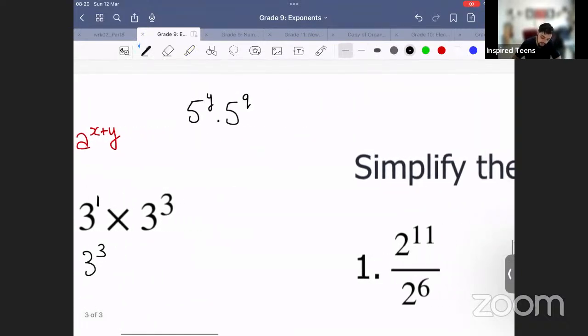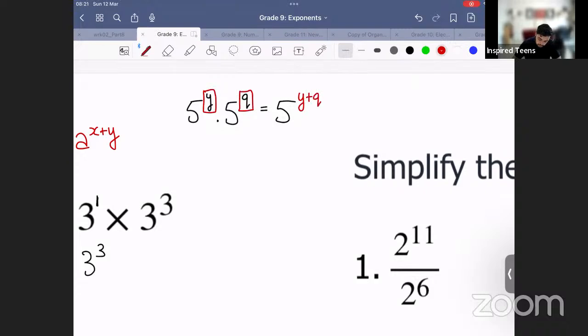Irrespective of what my exponents are, provided I have the same base and it's multiplied to another term with the same base as the previous, I can simplify this under one base. So instead of having two different terms, I could simplify it to one term, keeping the base the same as 5. And then I take each exponent from each term and I add them. So I'd say y plus q, now under one base. So this basically becomes 5 to the y plus q.